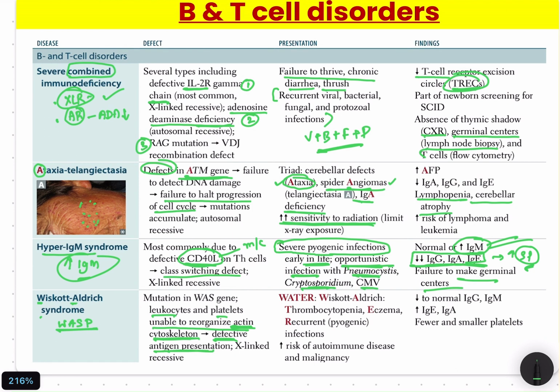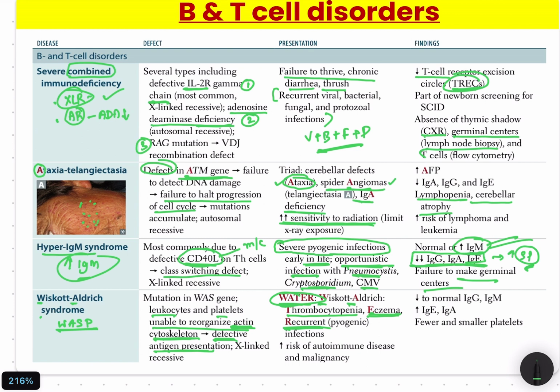disorders that can be remembered as thrombocytopenia, eczema, and recurrent infection. So you can remember that mnemonic as WATER. Here WATER is Wiskott-Aldrich syndrome. There is thrombocytopenia because the platelets do not have that cytoskeleton. Here there can be eczema and recurrent pyogenic infections because of decreased antibody production.